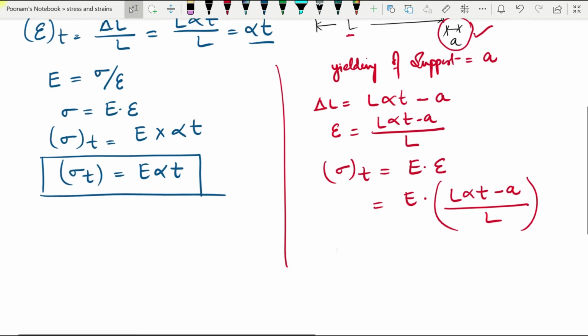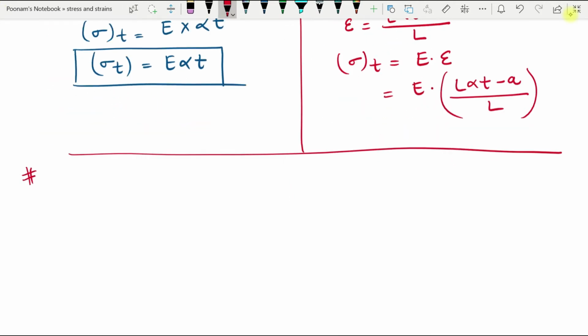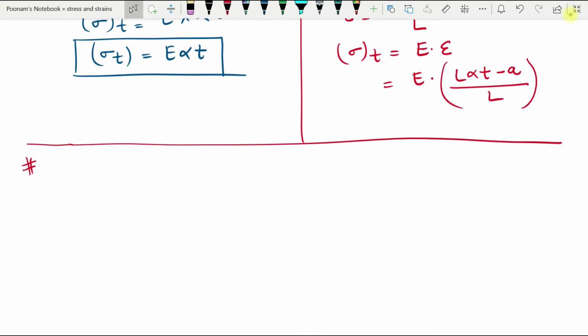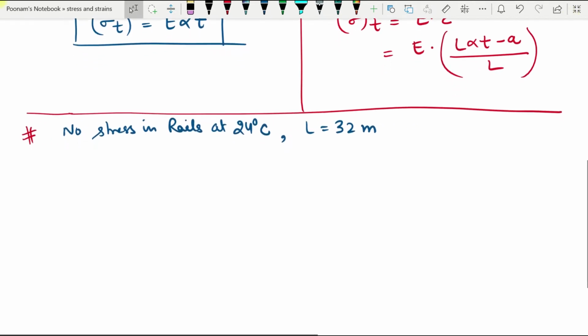Let us solve a numerical on rails. The numerical says that rails are laid in such a manner that there is no stress in rails at 24 degrees Celsius. So at 24 degrees Celsius there is no stress, and the length of the rail is given as 32 meters. Now we need to calculate the stress in rails at 80 degrees Celsius. The first step is to find out the stress in rails at 80 degrees Celsius when no expansion is allowed.